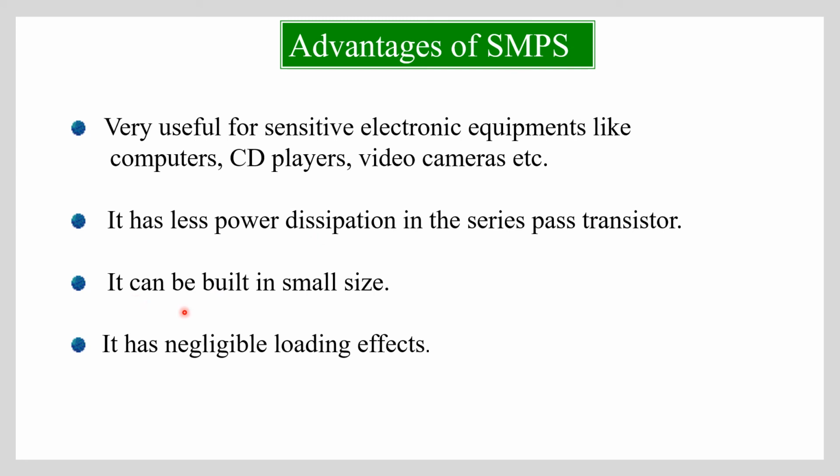The next advantage is that it can be built in a small size. The large and heavy mains transformer is not necessary. A small transformer can provide the isolation. The last one, it has negligible loading effect. Safety devices are used to provide protection against overload and short circuit. At the same time, two different voltages can be obtained, that is plus 20 volt and plus 10 volt. So these are the advantages of SMPS.